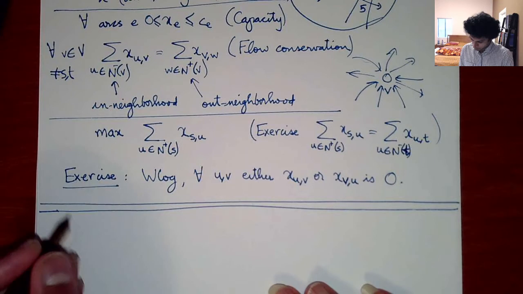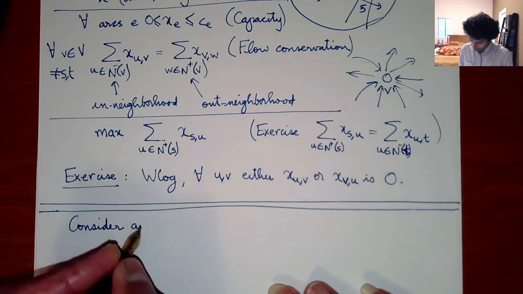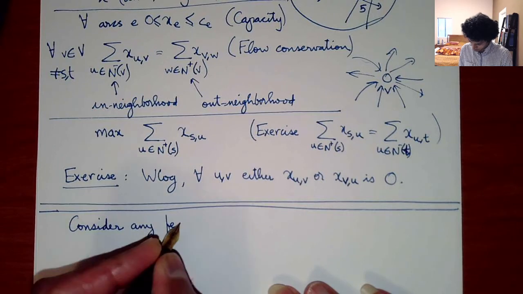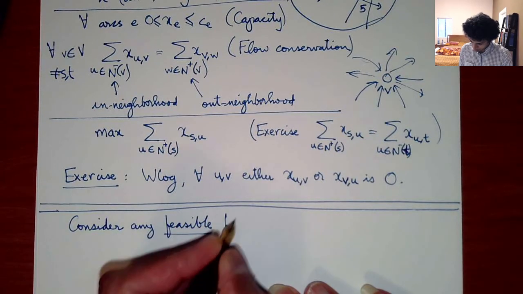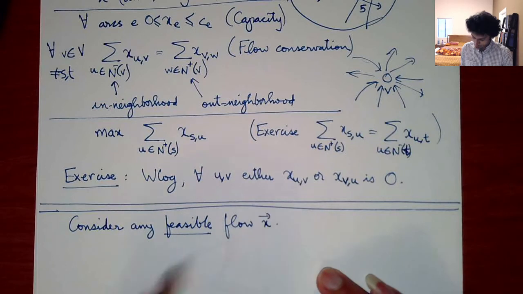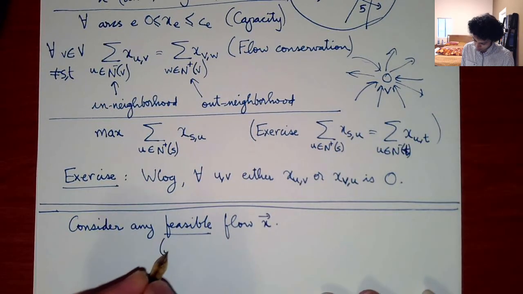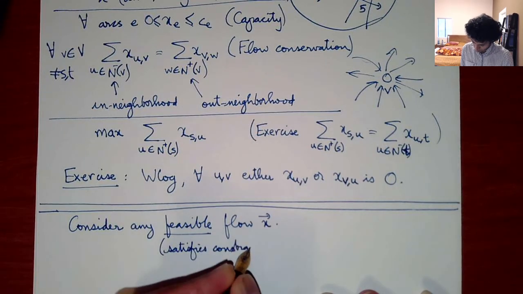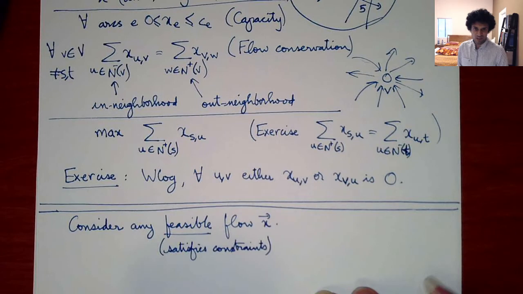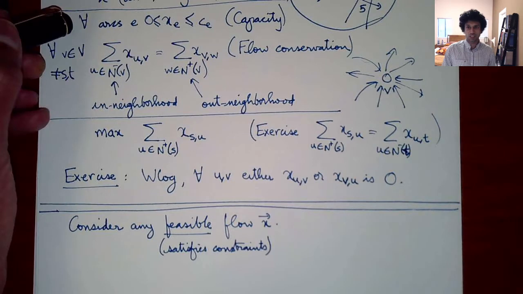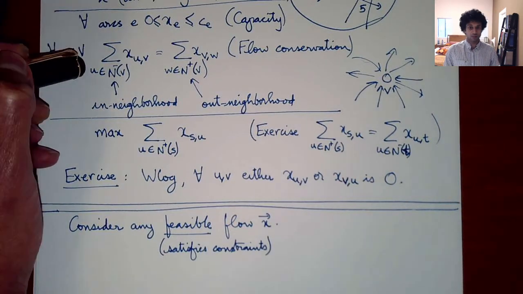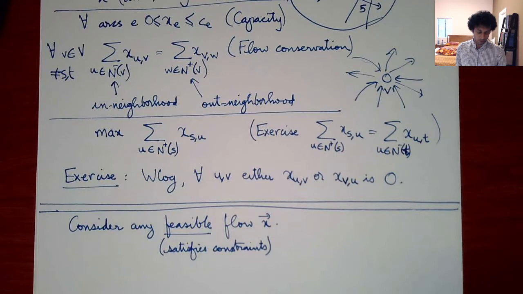So consider any feasible flow. What does feasible mean? Feasible means it satisfies the constraints. Can someone give an example of a feasible flow? What would be the easiest feasible flow? Everything's 0? Everything is 0. That's a feasible flow, right? Because it satisfies the capacity constraint, it satisfies the flow conservation constraint. So there exists a feasible flow.